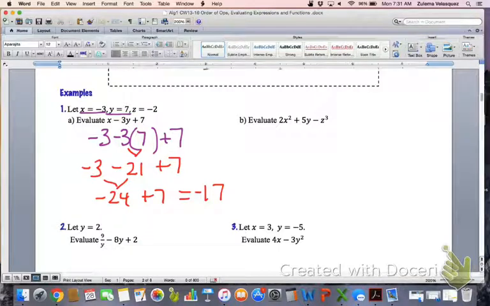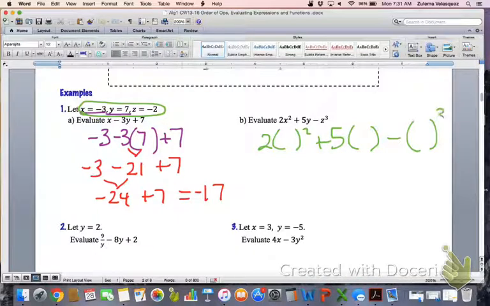Let's go on to the next one. We have 2x squared plus 5y minus z cubed. So again, we're going to be substituting all three of these into that expression. So 2x squared plus 5y minus z cubed. So I'm just putting blanks where I see the variables, and I'm just going to go ahead and fill them in now. So 2x squared, x is -3, so I put a -3 here. Plus 5y, y is 7, I'm going to put a 7 there. Minus z cubed, z is -2, so I'm going to put a -2 here.